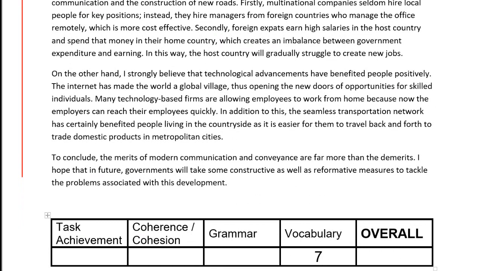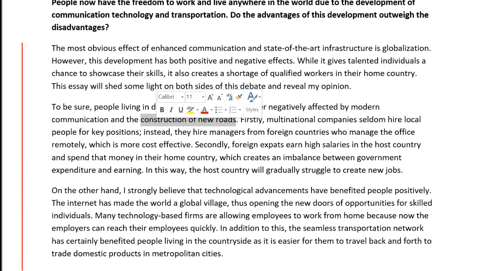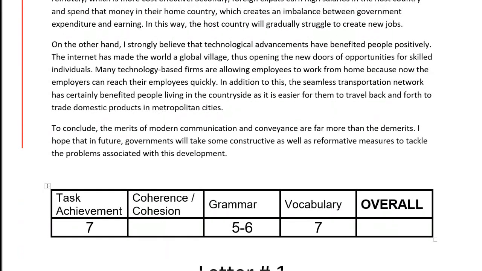I think you've done enough with the vocabulary to get up to that 7, but your grammar's still going to be stuck at a 5 to 6. There's some basic mistakes that you're making that you need to start avoiding and just cleaning it up, as I said before. But you did a nice job with task achievement. I think enough for a 7. There's a couple of odd moments here with like construction of new roads. It's a little bit strange. And I think cohesion and coherence, 6 to 7. It's going to depend on how much you get penalized for those individual grammar mistakes connecting your ideas together. But the logic flows pretty well in this essay, so that's good.